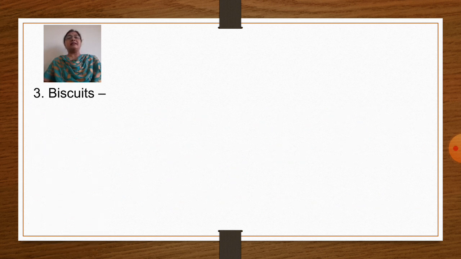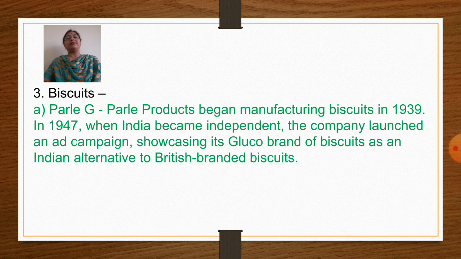Next is biscuits. I am going to tell about Parle. Parle Products began manufacturing biscuits in 1939. In 1947, when India became independent, the company launched an ad campaign showcasing its Gluco brand of biscuits as an Indian alternative to British branded biscuits.